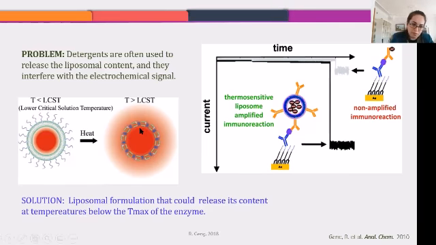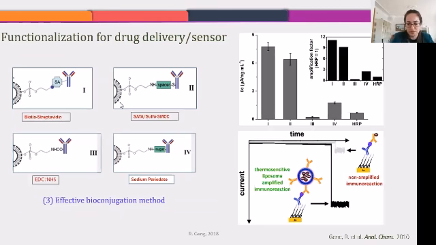I may design a liposome membrane where, when you heat the system in a mild condition, below the Tmax of the enzyme, I can open up the liposome, the HRP goes out, and I get the signal. I did all my design through that idea. I changed their surface with the antibody, and this way I got 11 times higher signal than single HRP.